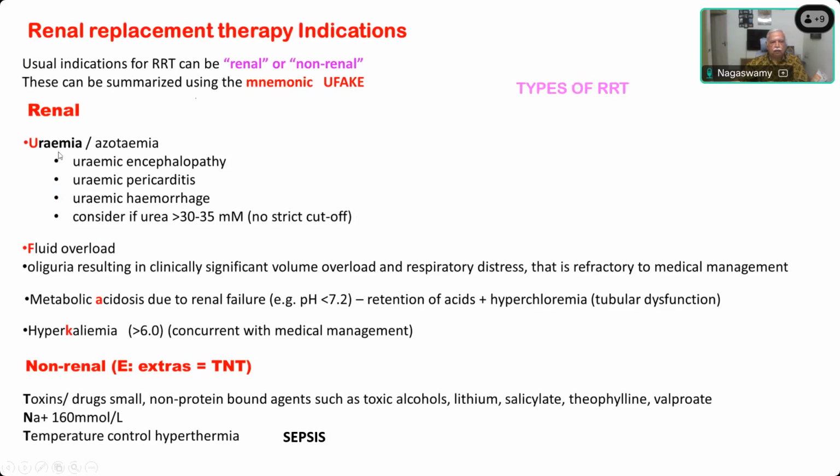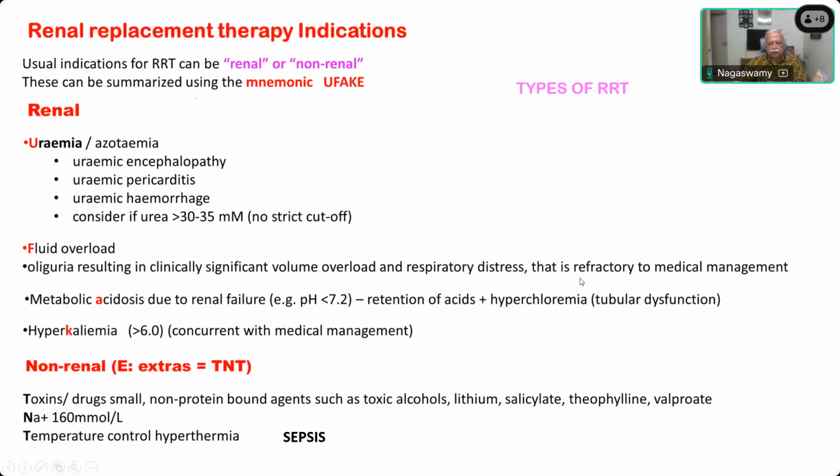U stands for uremia or azotemia, uremic encephalopathy, or all the complications of uremia like pericarditis, hemorrhage, and urea level more than 30 to 35. FAKE stands for fluid overload. So oliguria resulting in clinically significant volume overload, which will lead on to respiratory distress and cardiac failure ultimately.